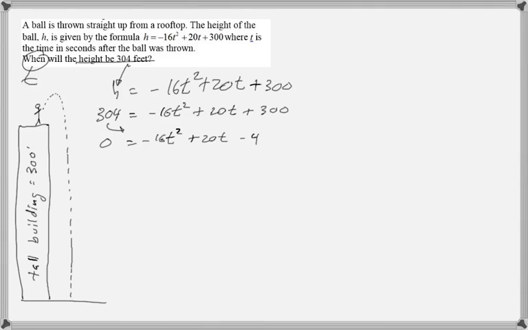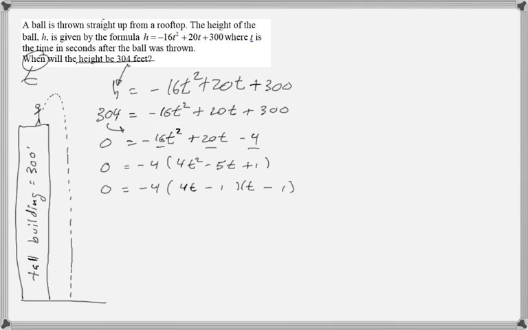One thing that I don't like is that there's a leading coefficient that's negative, and something that I see is that all of these coefficients are multiples of 4. So to factor this, the first thing I'm going to do is factor out a negative 4. This will give me 4t squared minus 5t plus 1. And then the right-hand side will be completely factored when I've got 4t minus 1 times t minus 1.